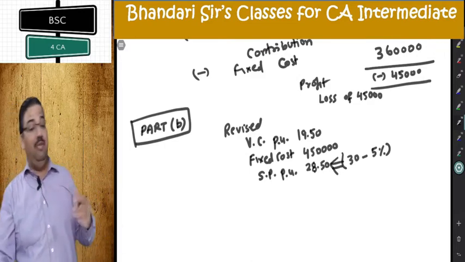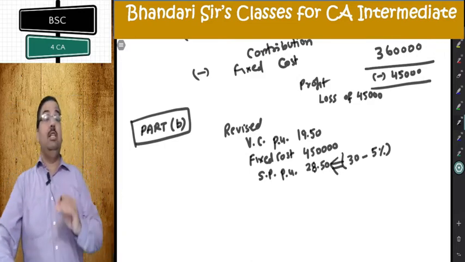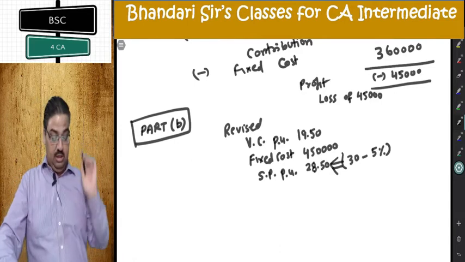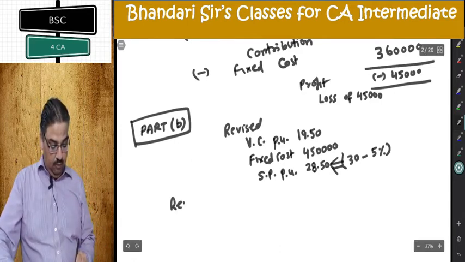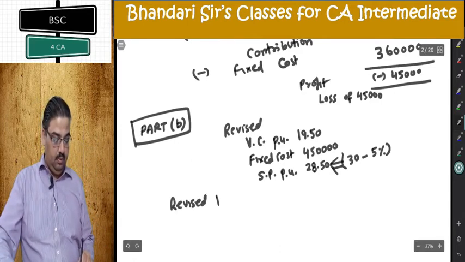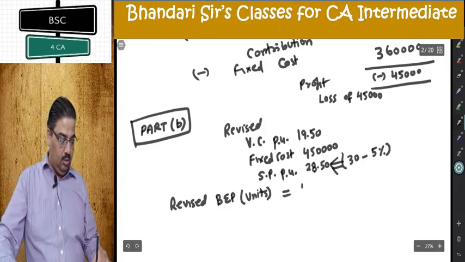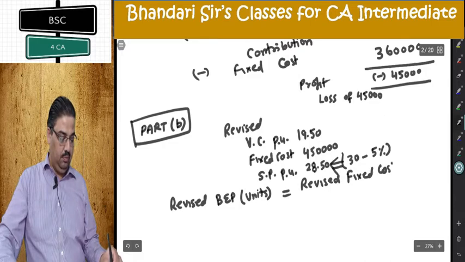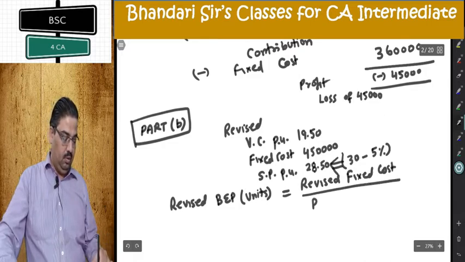What does the question want? The question does not want everything. He wants the revised break-even point only in units. So revised break-even point in units is equal to revised fixed cost divided by revised contribution per unit.